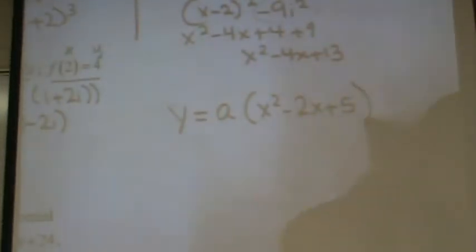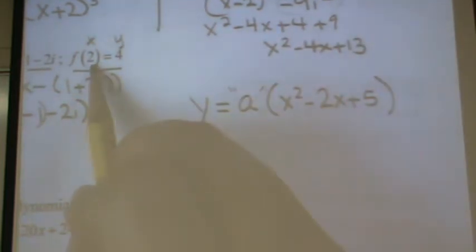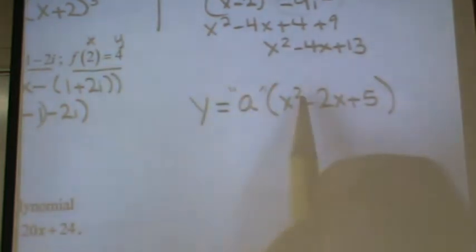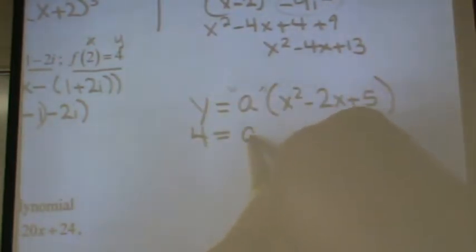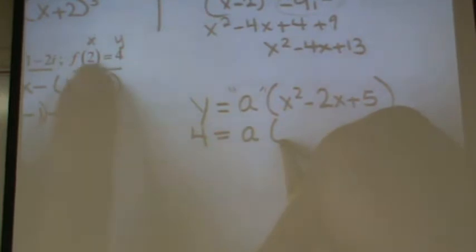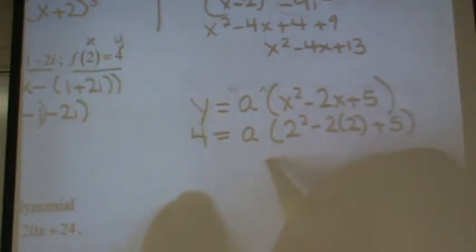Okay? Now, we need to find a. So what you're going to do is put a 2 in for x, and we're going to put a 4 in for y. So we have 4 equals a times 2 squared minus 2 times 2 plus 5. Tell me what a is. We have 5a equals 4, and a is 4/5.